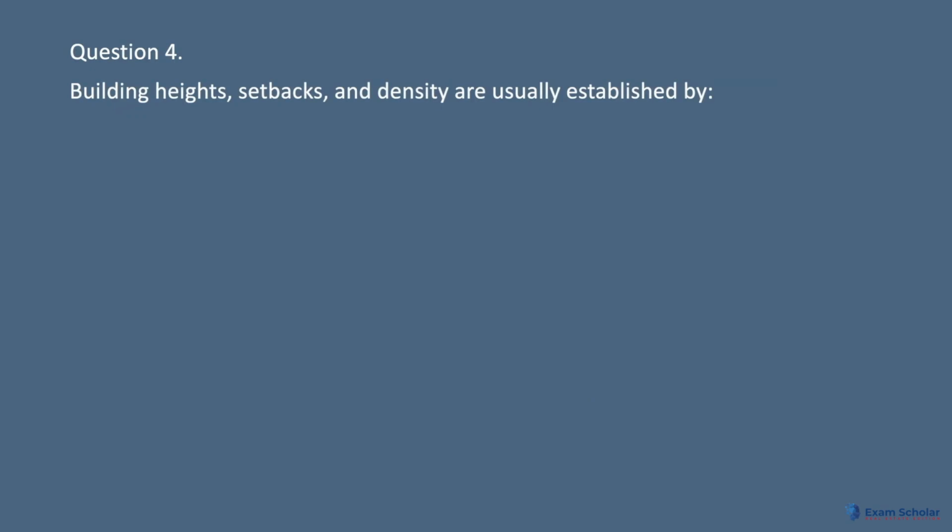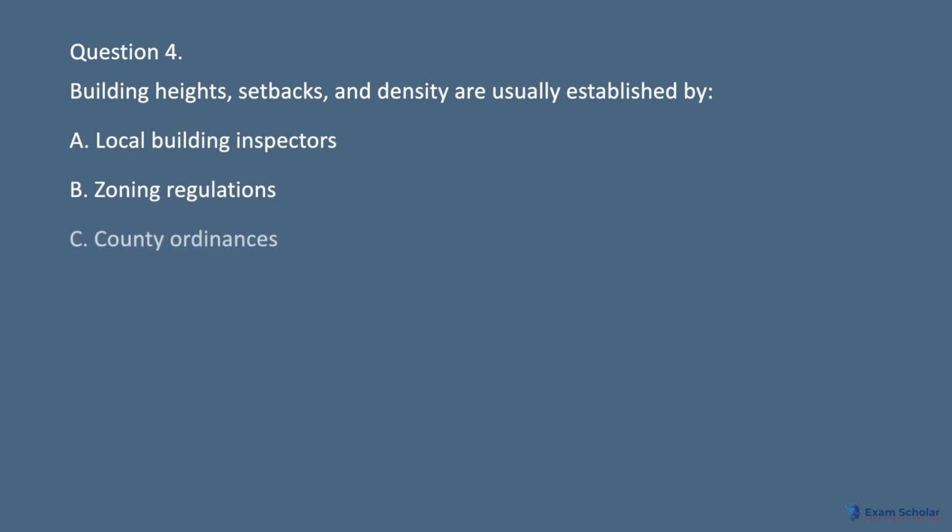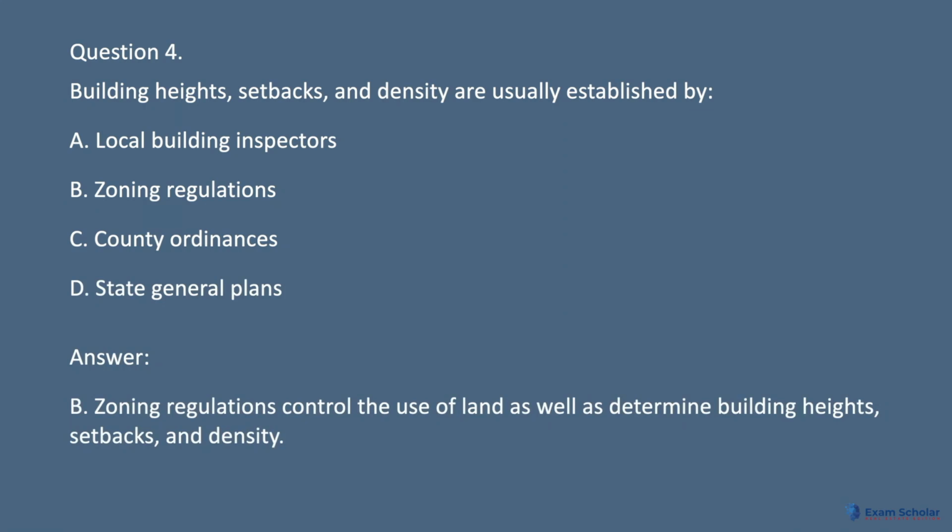Question 4. Building heights, setbacks, and density are usually established by: A. Local building inspectors. B. Zoning regulations. C. County ordinances. D. State general plans. Answer: B. Zoning regulations control the use of land as well as determine building heights, setbacks, and density.